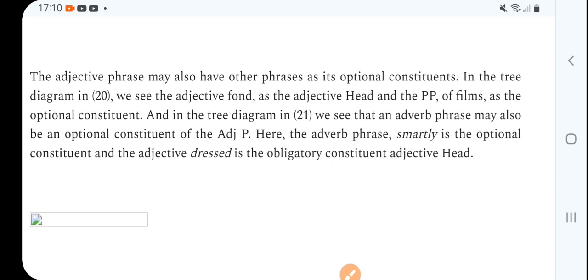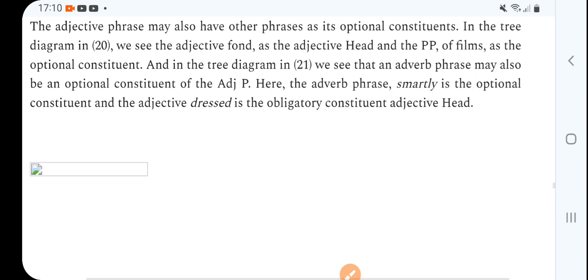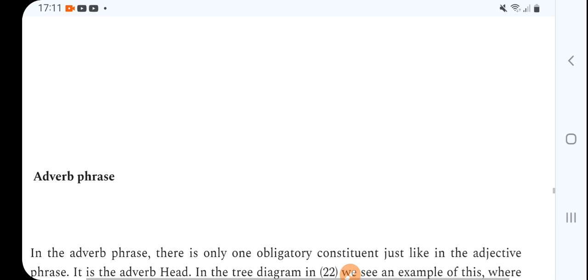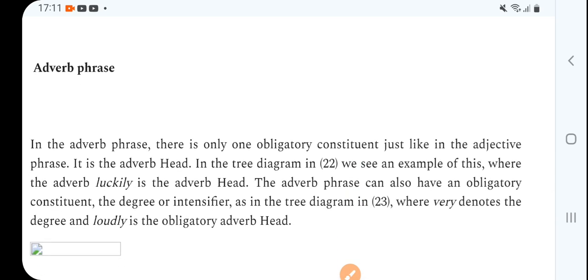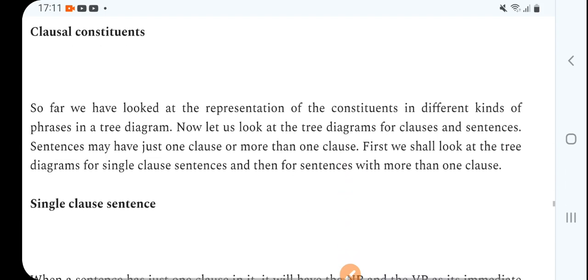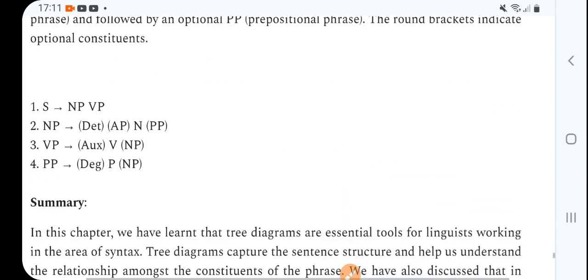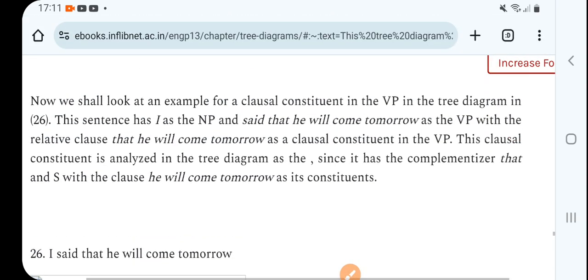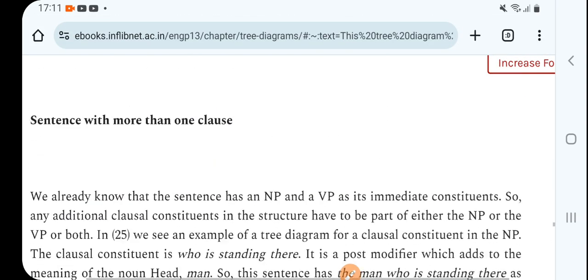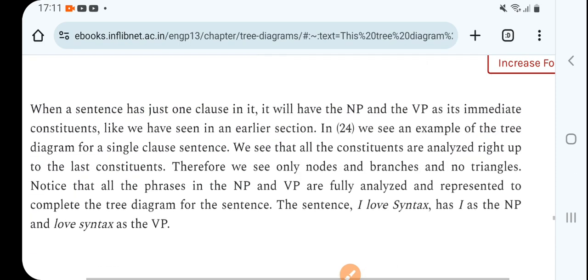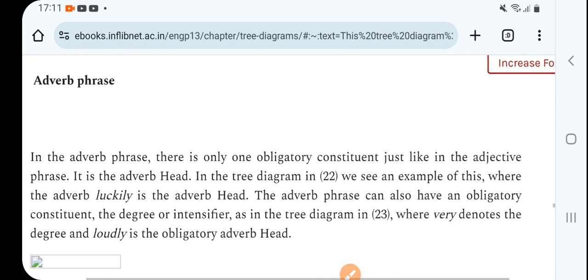Now, an adjective phrase may also have other phrases as its optional constituents. In tree diagram 28, we see the adjective as the head and a prepositional phrase. Actually, it is not given, so I am not discussing it here. I will look at another source, because we will understand it better that way.